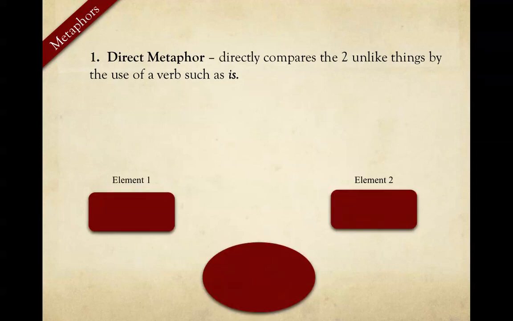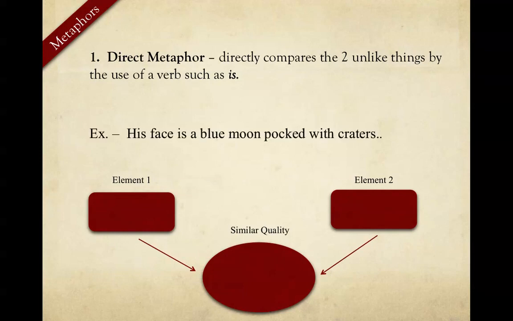Again, let's use our little graphic here to see what's the similar quality between the two elements. And his face is a blue moon pocked with craters. So his face, right, is being compared to a blue moon. And what's the similar quality? Both have sort of a rough surface, okay? So sort of saying maybe the boy, his face has acne, and it looks a lot like a moon pocked with craters, okay? It's rough surface. That is a direct metaphor.